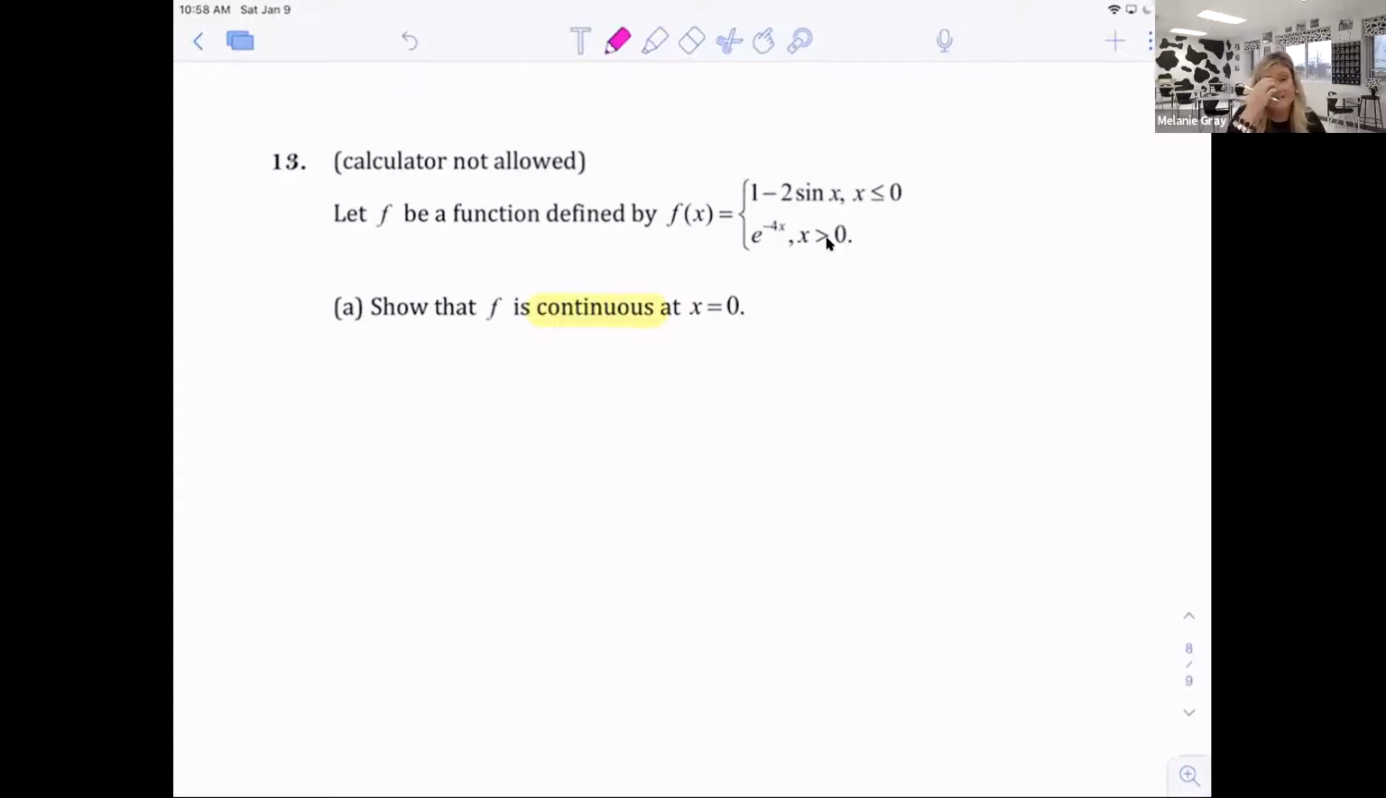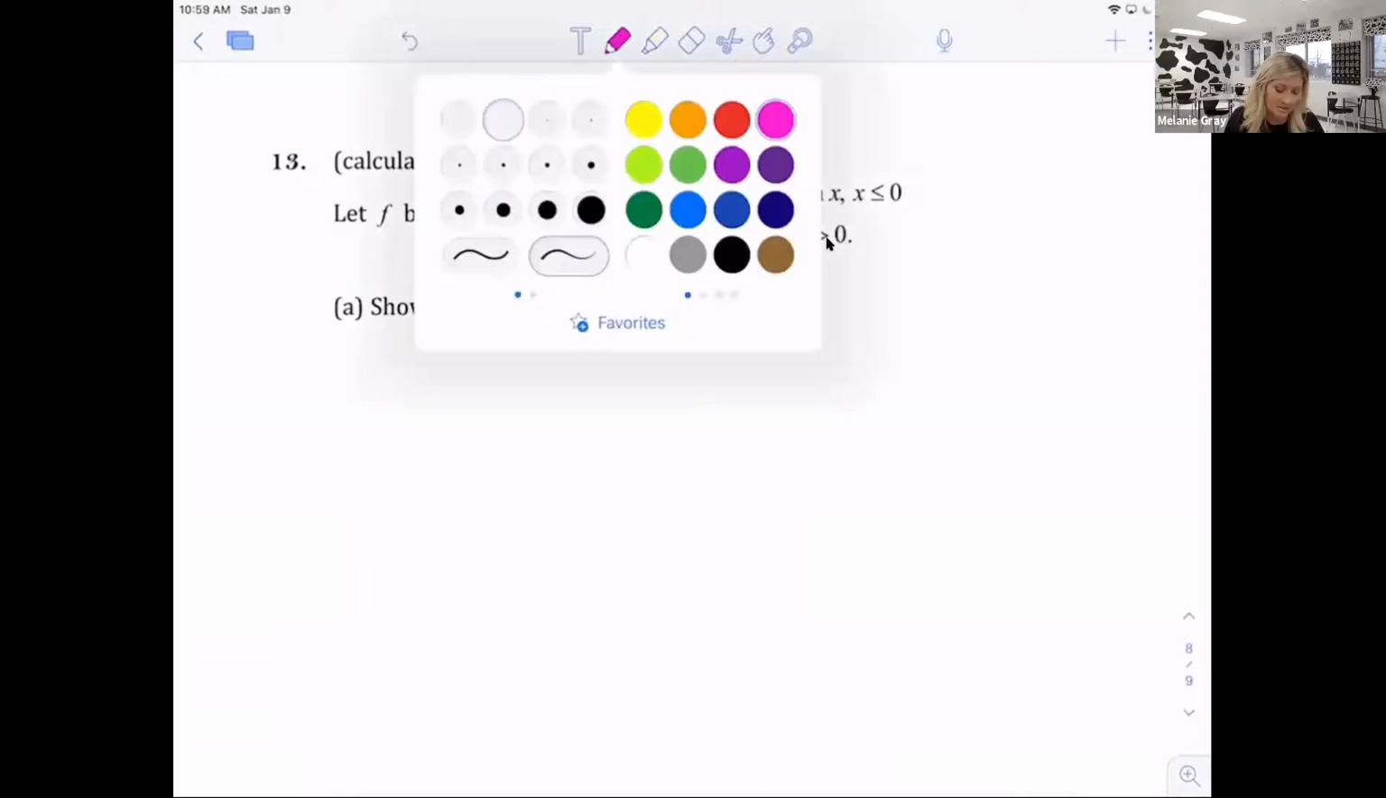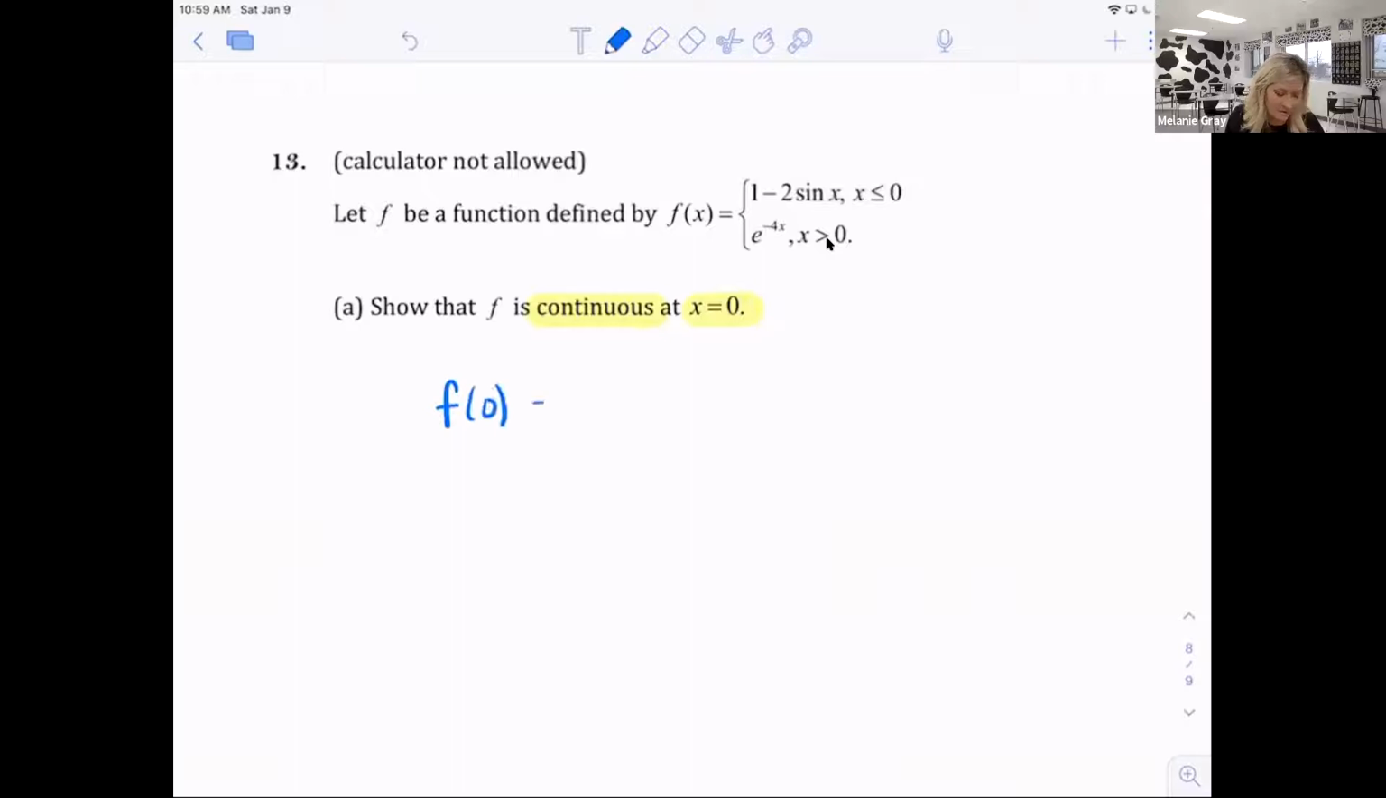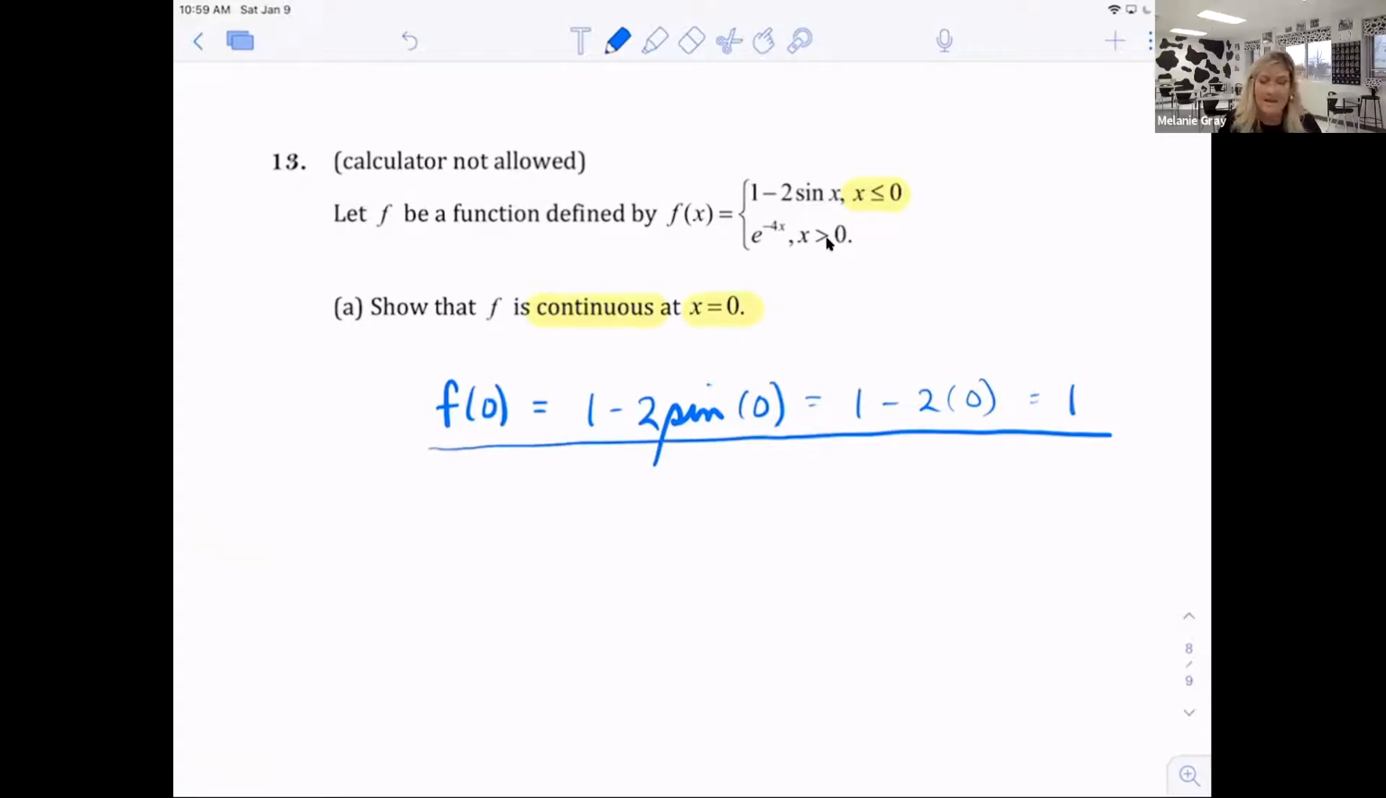So the first thing that we said is that f of A has to exist. So our A in this case is 0. That's the x value that we're interested in, x equals 0. So we want to say that f of 0 equals 1 minus 2 sine of 0. I'm using the top equation because if you'll notice here in the constraint, it says x is less than or equal to 0. We use the top equation. If it's greater than 0, we use the bottom equation. So we do 1 minus 2. Sine of 0 is just 0 from our unit circle. This is a non-calculator problem, so you want to make sure you know those values from the unit circle. So we get that f of 0 equals 1. Because f of 0 equals a number, we have shown that it exists. So that takes care of the first piece, that f of A must exist.